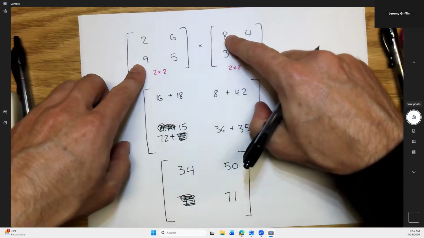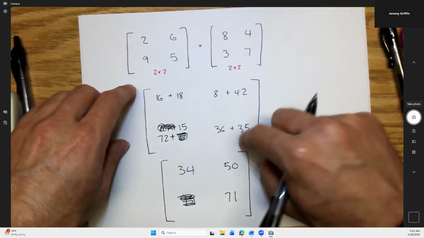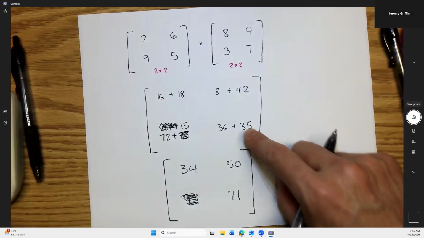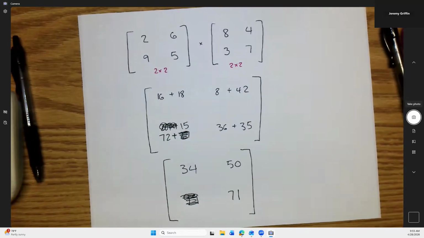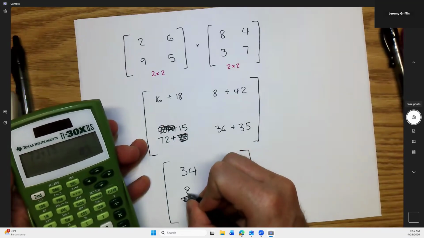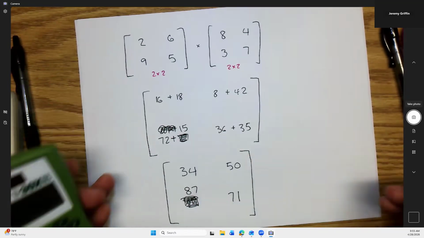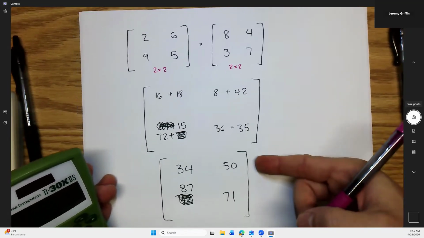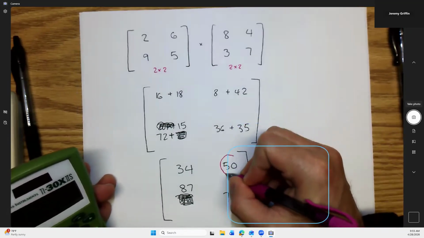Okay, so 9 times 8 plus 3 times 5. And then last element, I got 9 times 4 plus 5 times 7. Okay, so I do have to fix this one. What is 72 plus 15? Okay, so this is 87. Okay, there you go. That looks better. So that should be the answer. And then I pulled one element out. So what's element 1, 2? So that would be this one right here.